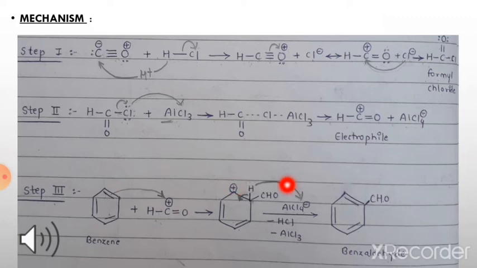The hydrogen atom at ortho position will donate electrons to ring to maintain its aromaticity, and the hydrogen ion will link up with one of the chlorine from AlCl4 negative ion and be removed as HCl. Here is also the removal of AlCl3. Then next, the benzene ring retains its aromaticity, and here is the formation of product, that is benzaldehyde. Let us see the mechanism.